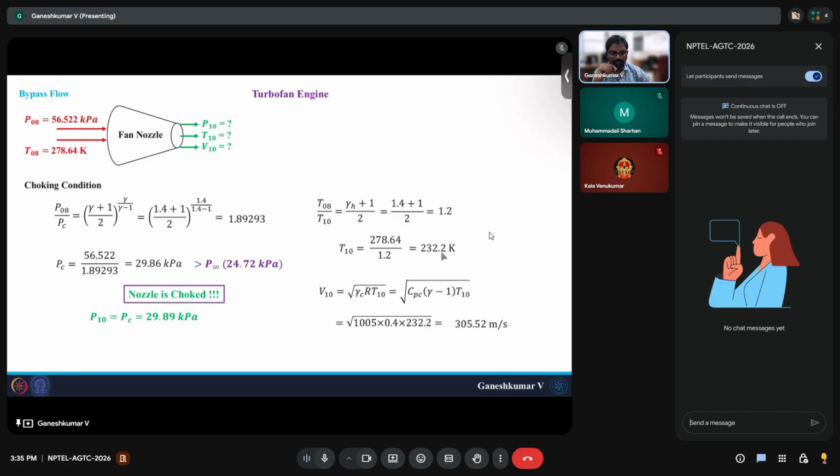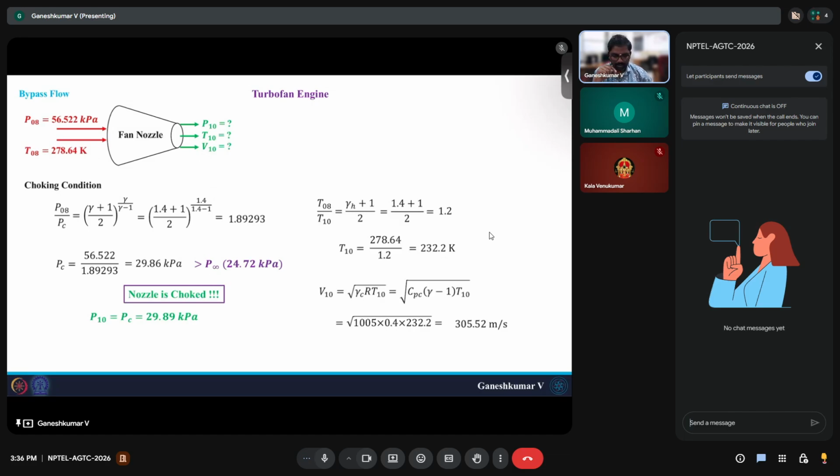Now the velocity here is going to be much less because your temperature is only 232.2 Kelvin. So although the Mach number at the exit of both the core nozzle and the fan nozzle is 1, the velocity at the exit of the core nozzle is 700 meters per second, but the velocity at the exit of the fan nozzle is 305 meters per second. The reason is that in the core you have very hot gases, and hence your speed of sound is high. In the fan nozzle you have colder gases, your speed of sound is low, and hence your velocity is also low, 305.5 meters per second.